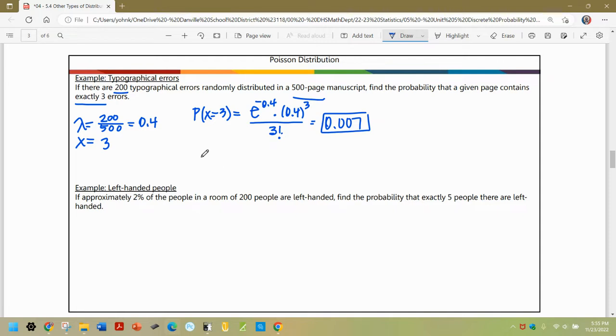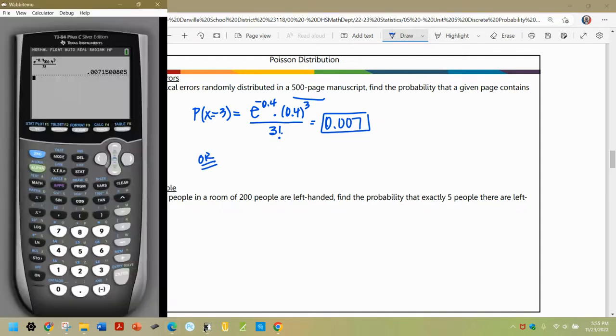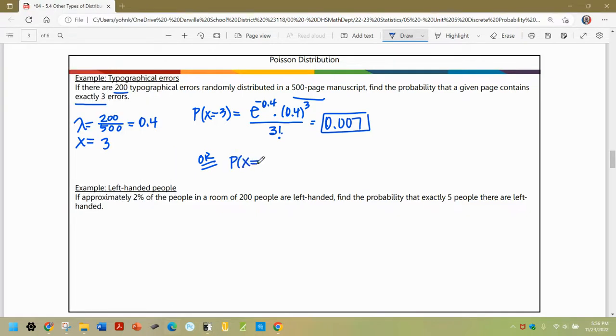Now guess what, kids? There is a calculator button that we can use. If I go back to the calculator and go to second vars and scroll up from the bottom, oh, Poisson PDF. So if I want to find the probability of x equals 3, since it is an exact number, I can use the Poisson PDF.